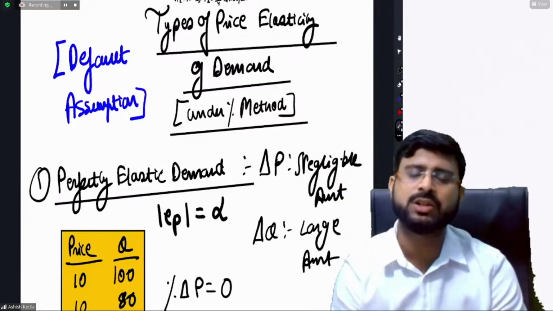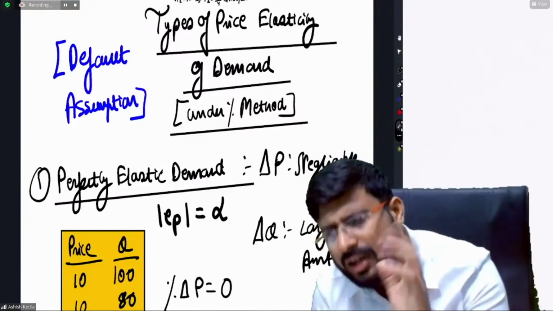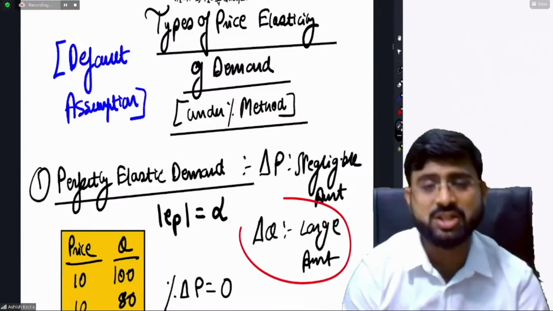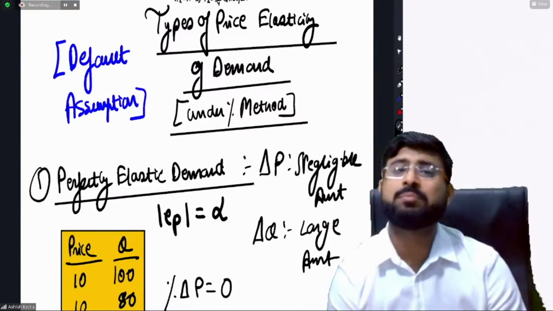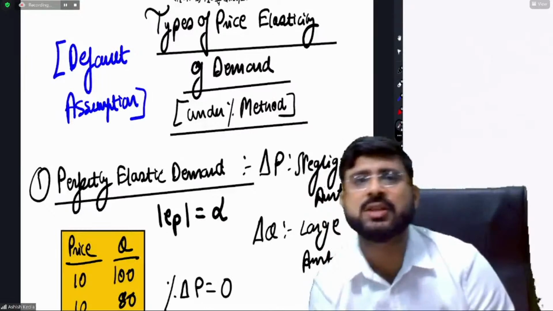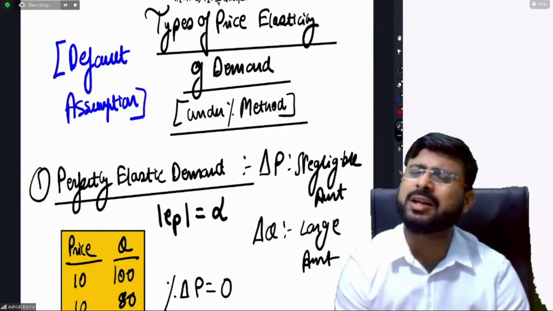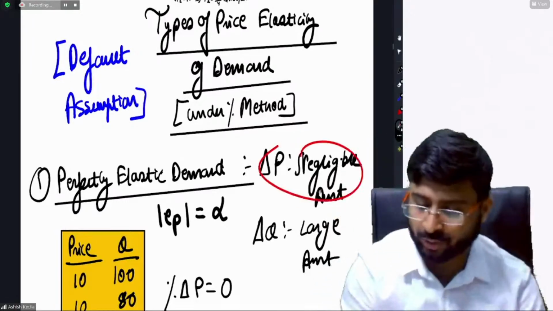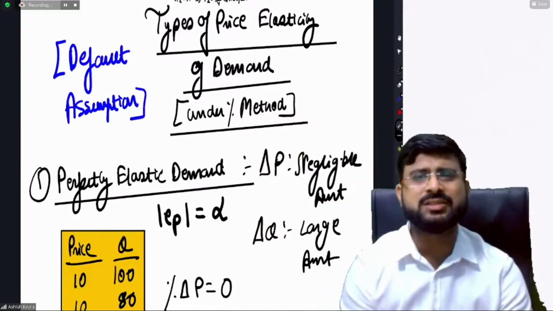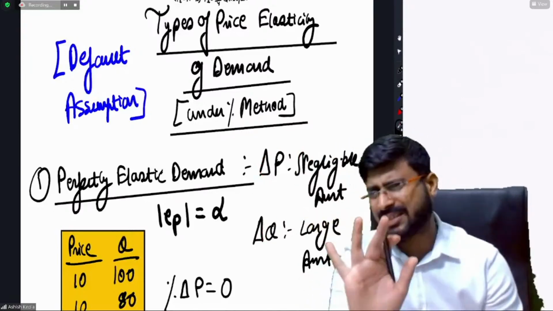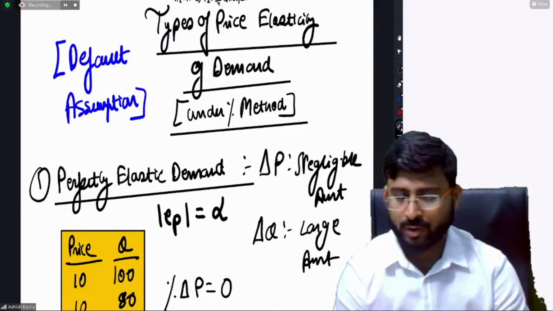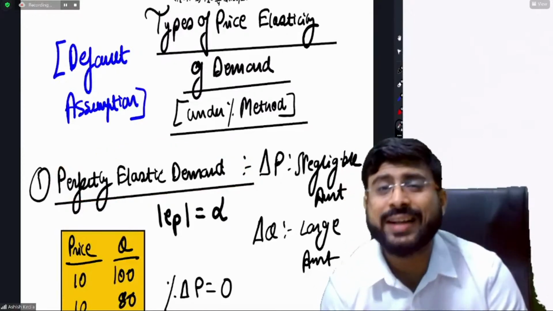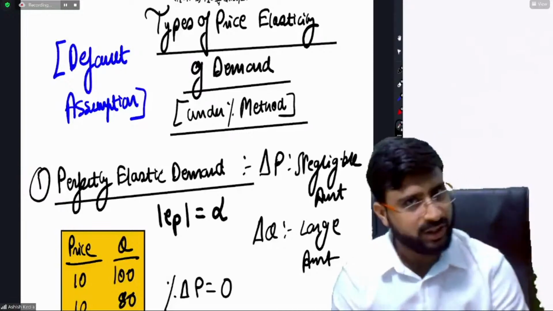It means it is a situation where there is almost negligible change in price, but quantity has changed, despite negligible change in price. So, sir, is it possible in reality? There are hardly any examples where a little change in price causes a large change in quantity. It might be an emergency, like during the COVID times, but otherwise we don't see it normally happening. Whatever it is, what is perfectly elastic demand? It is a situation where a negligible change in price leads to a change in quantity demanded.